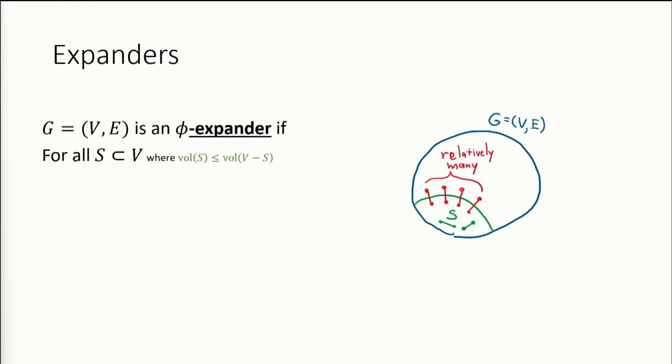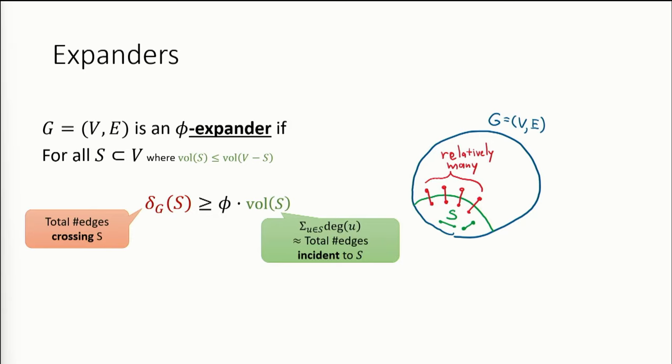for any set S, you have that the cut size compared to its volume is quite big. The cut size counts the number of edges crossing the cut, the red thing here. You compare it with the volume of the set, which is the sum of the degrees, which basically counts the number of edges incident to S. So it counts both cut edges and also edges inside the set. We need the cut edges to be quite big, a phi fraction compared to the volume. If this is true for every cut, then the graph is a phi expander.